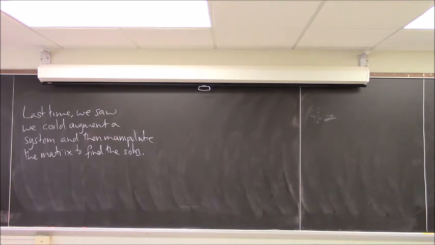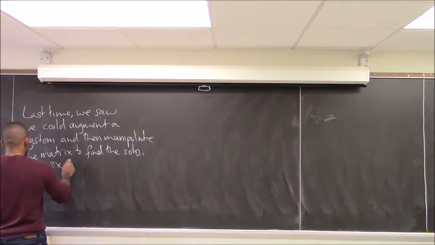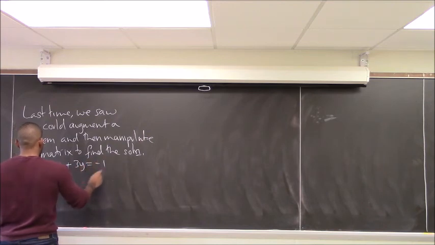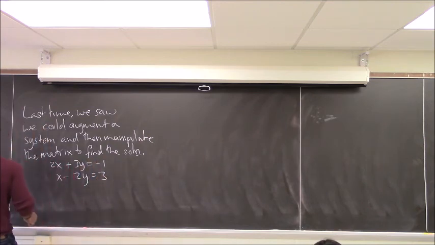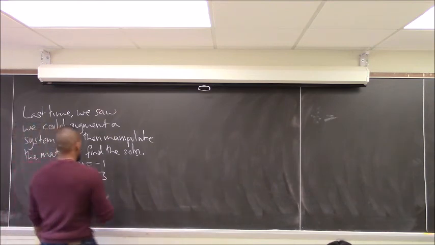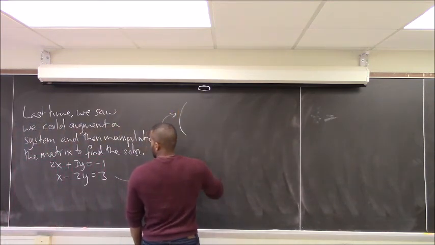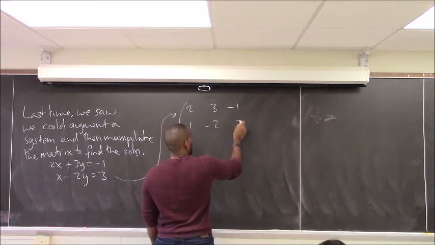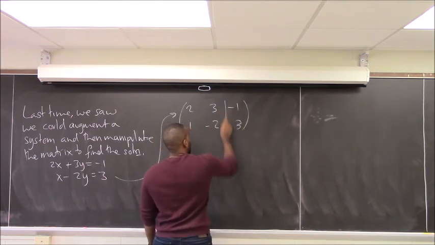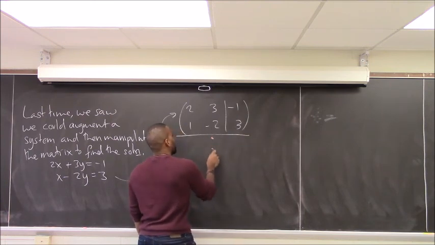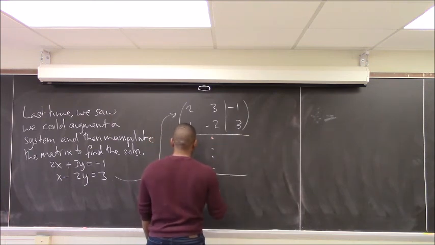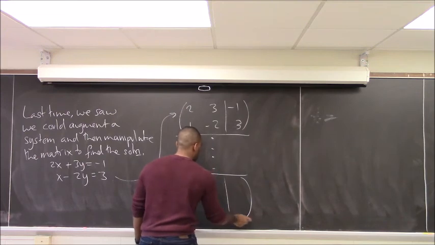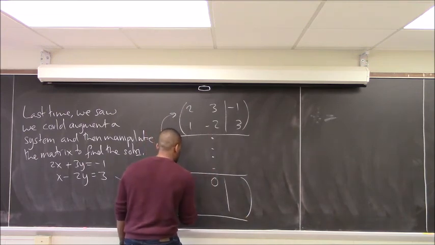Since there's no pictures, I lost the example for a second. It was 2x plus 3y equals minus 1, and x minus 2y equals 3. And what we did is we wrote this as an augmented matrix. Then we did a bunch of stuff, and we ended up at one final matrix that looked like this.